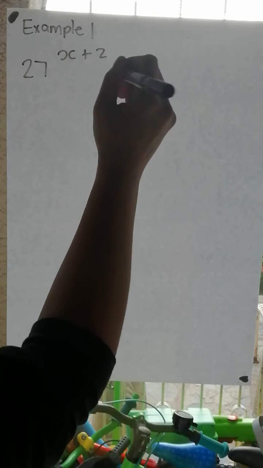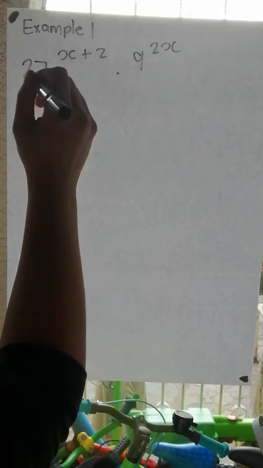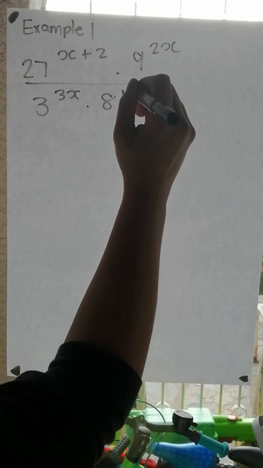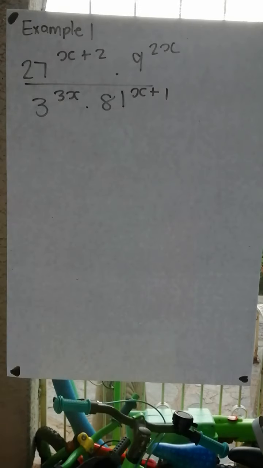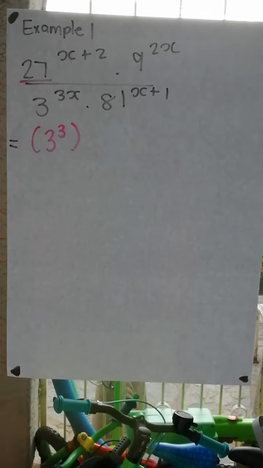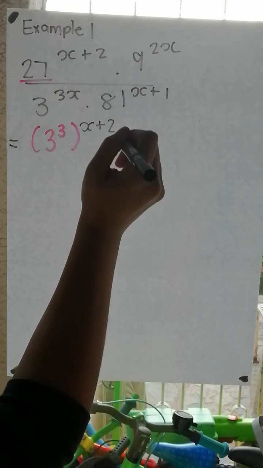So we're starting with example 1. It says simplify 27^(x+2) times 9^(2x) all over 3^(3x) times 81^(x+1). Now I'm going to rewrite these as a product of prime factors. So instead of writing 27, I write 3 to the power of 3. That gives me 27. And I have x plus 2.